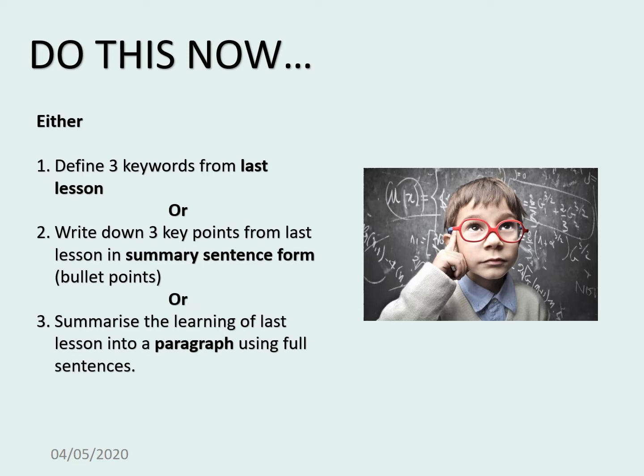So before we get going, a quick little activity for you to do. You could do any one of these 3 things. I either want you to define 3 keywords from last lesson, or write down 3 key points from last lesson, or summarize everything from the lesson in a paragraph. Remember that lesson was on the different parts of the blood. So can you pause this video now and have a go at those? Just one of those.